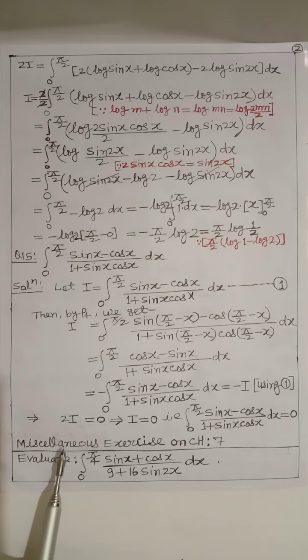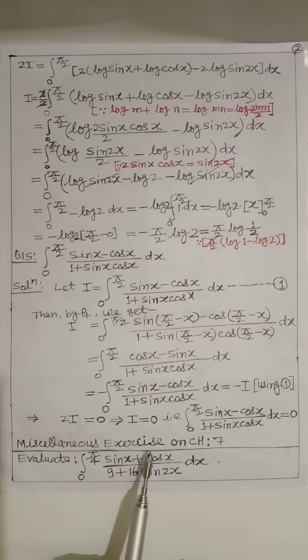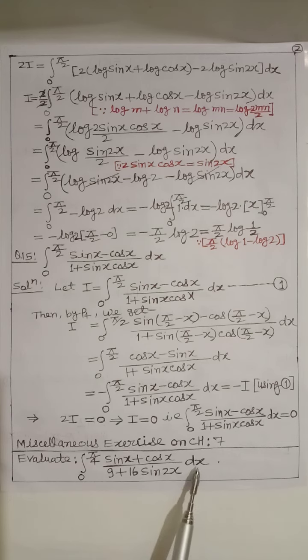Now we will discuss the solution of the questions of miscellaneous exercise on chapter 7. Evaluate integration of 0 to pi by 4 of sin x plus cos x by 9 plus 16 sin 2x dx.